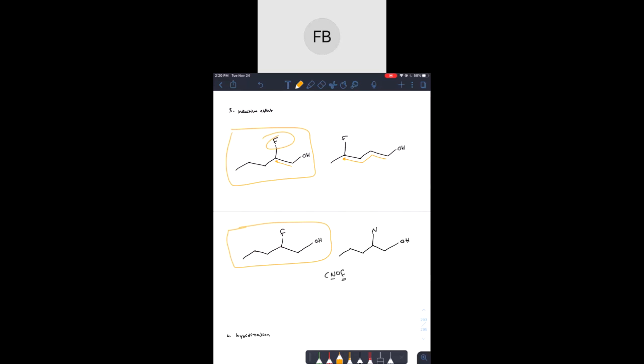So I think these are the main two questions you can be asked about this. It'll either be about distance, or it'll be about the type of atom and how electronegative it is. Okay. I think that covers it.